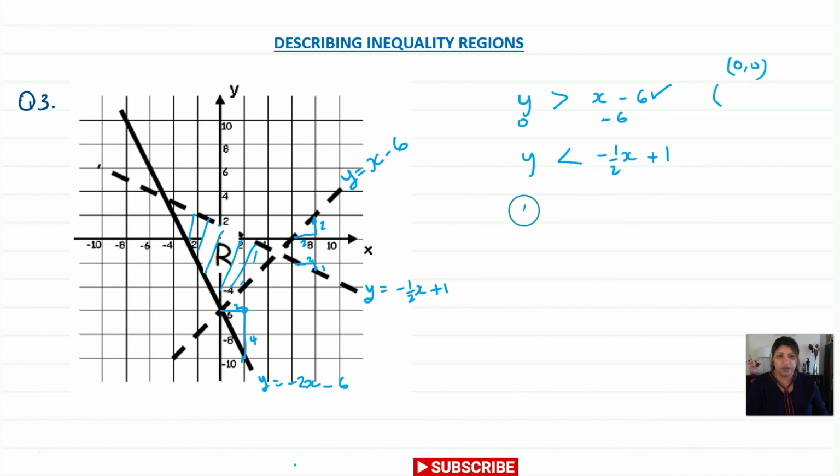Now for the last one, we have y. What do we put? Negative 2x, take away 6. So again, we're going to test this region using 0, 0. I have 0 on this side. Negative 2 times 0 is 0, and then I'll have negative 6 on that side. So 0 is bigger than negative 6. And now I have a solid line, so I must put the equal bit as well. So that is the solution for question 3.